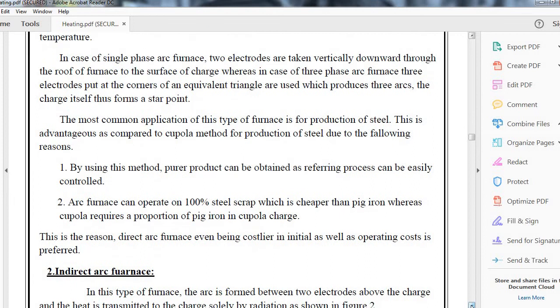Direct arc furnaces are costlier in initial as well as operating cost, but they are still preferred.